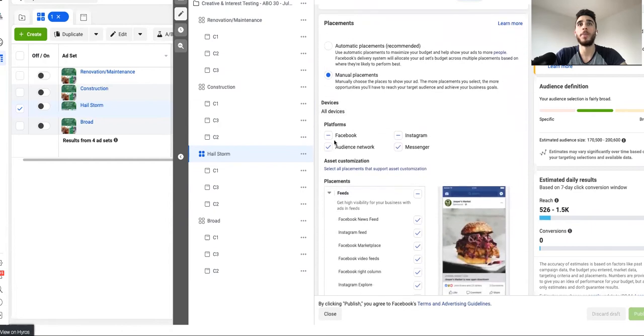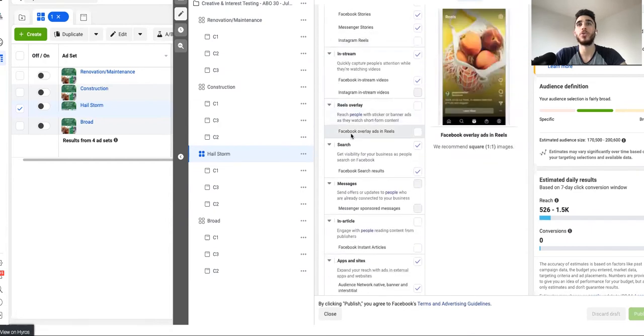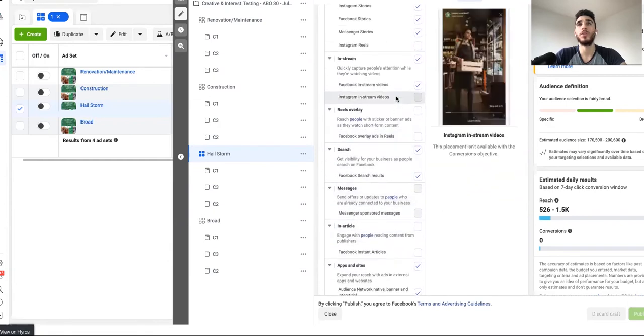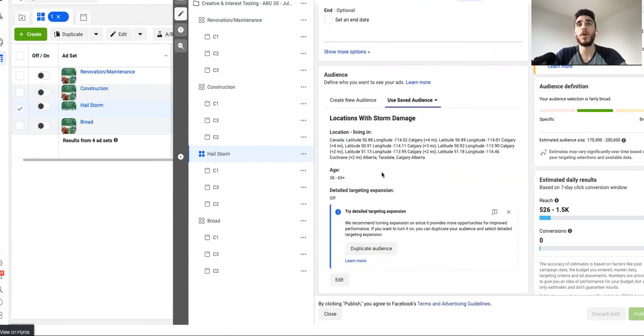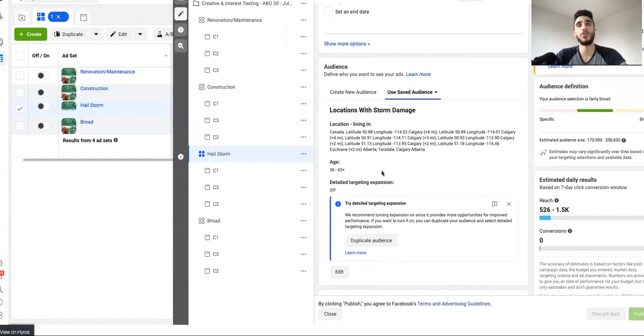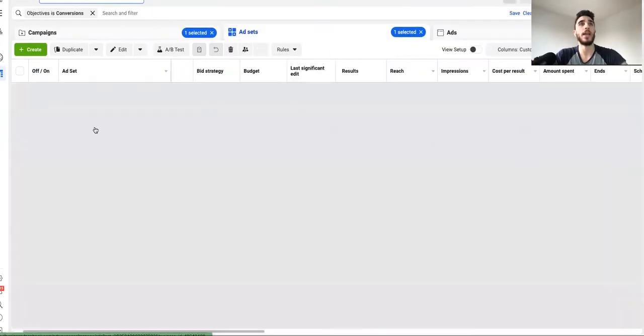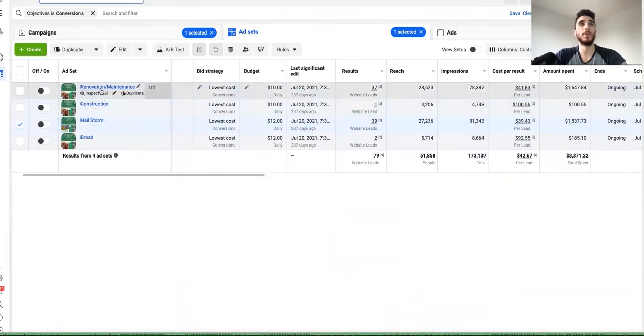And we only advertised on feeds and stories, search, app and sites. We didn't advertise on articles, messages, or reels overlay. And we kept our targeting wide open. So we actually didn't do any interest targeting. We targeted broad. The only thing that we targeted, in terms of demographic and interest, was age. So we just set the age, and then we hyper targeted the areas that were severely hit by the hailstorm. And we tested against 3 other personas. So people who are interested in renovation and maintenance. As you can see, that cost per lead was only about $2 higher than the geo-targeting. So this was also a very successful campaign.